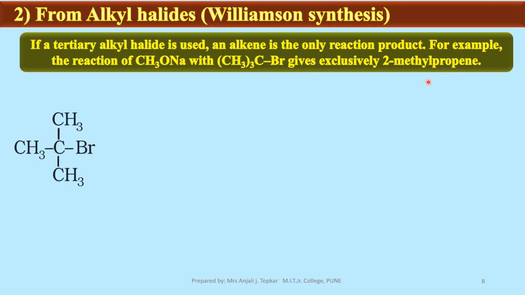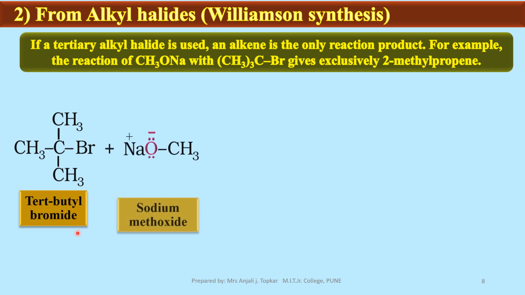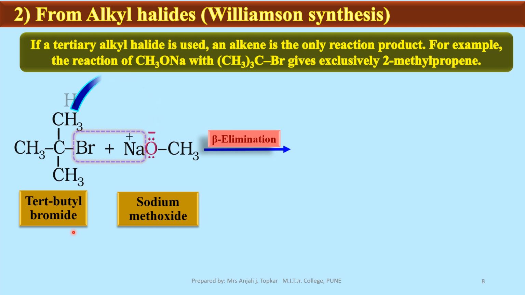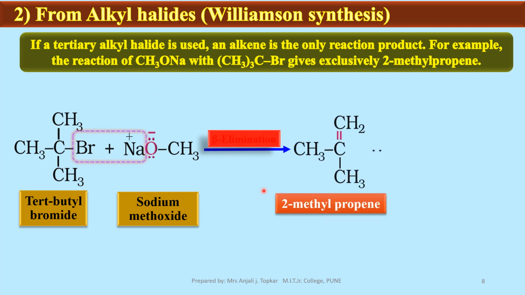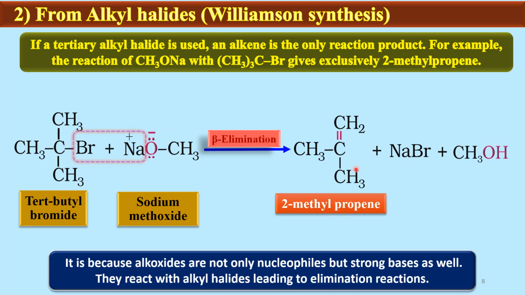This is tertiary butyl bromide, that is, a tertiary alkyl halide. Treated with sodium methoxide, it undergoes beta elimination to form alkenes. So 2-methyl propene is formed, NaBr is removed and methyl alcohol is obtained. It is because alkoxides are not only nucleophiles but strong bases as well. They react with alkyl halides, leading to elimination reactions.